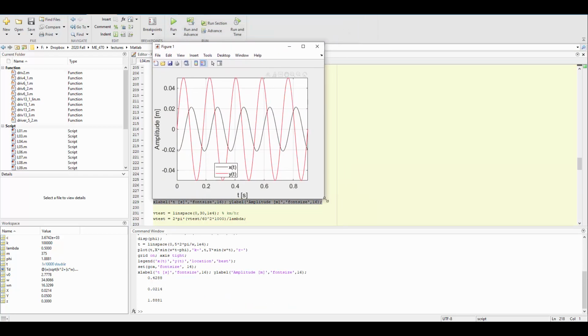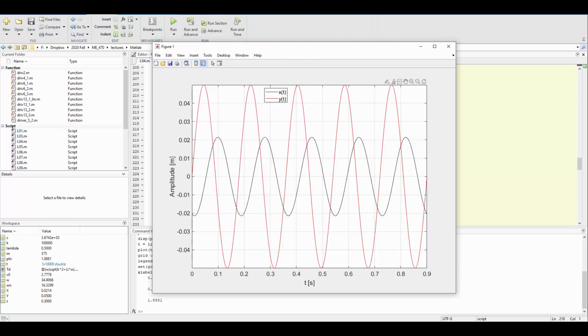So the black line is our x of t. That is the vertical displacement of the cabin of the car. And the red is the y of t. That is the displacement of the ground. That's the displacement of that washboard road. So I'm doing everything here in base units.